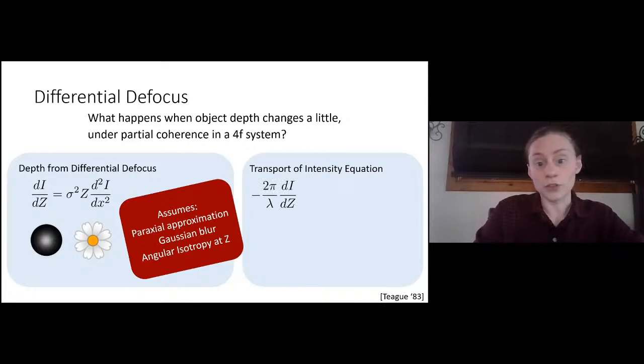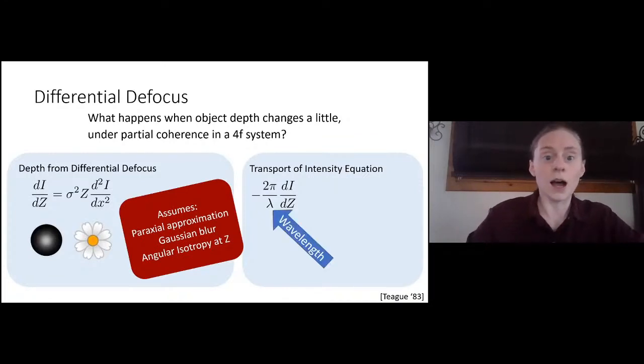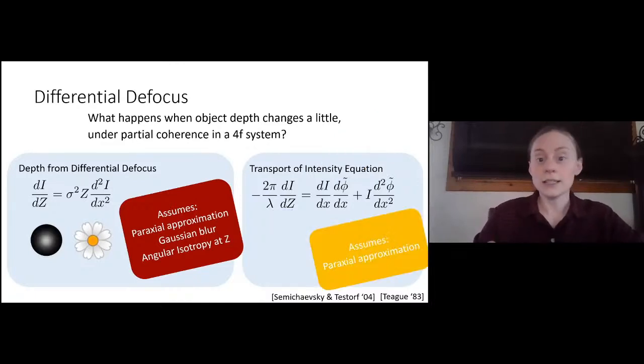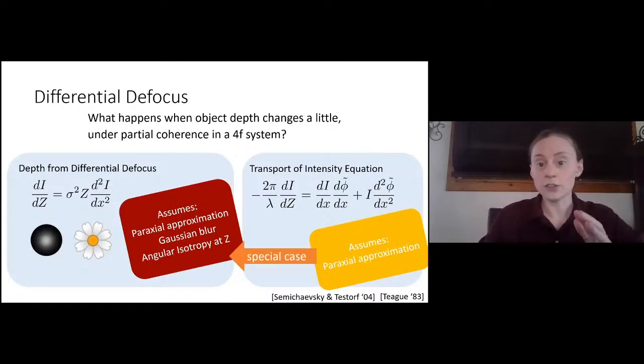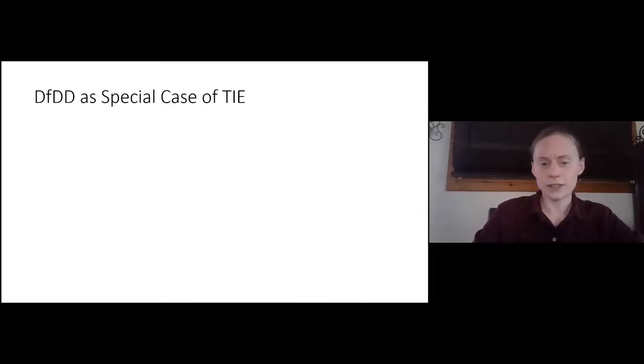And on the right, we have a more general answer from the transport of intensity equation, which says that that image change from the defocus step, now with this additional wavelength term, can be related to derivatives in the image I, that's the intensity, and the phase φ. And it turns out that this actually applies to the generalized phase I showed you as well, okay? And all that's needed to derive this is the paraxial approximation. So we can see right away that this is a very general equation on the right, and the depth from defocus equation adds assumptions, which makes it a special case. So let's dig into that, right? What are these assumptions doing to reduce TIE to depth from defocus?